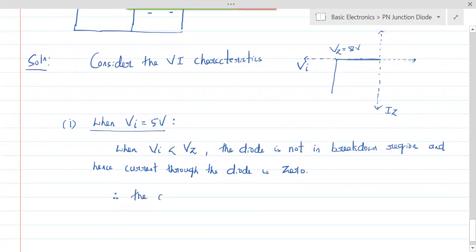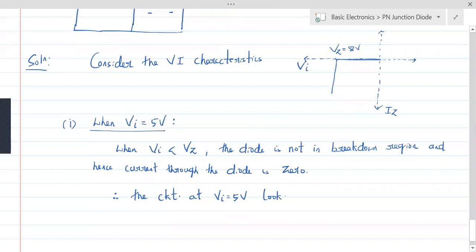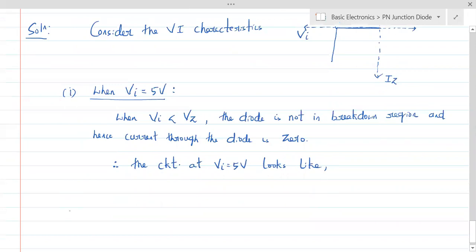So you should write, therefore, the circuit at Vi equal to 5 volts looks like what? Let's write that, everybody. Now Vi is 5 volts. Everybody just understand this. Now this Vi is 5 volts. And this 82 kilo ohm resistor is there.